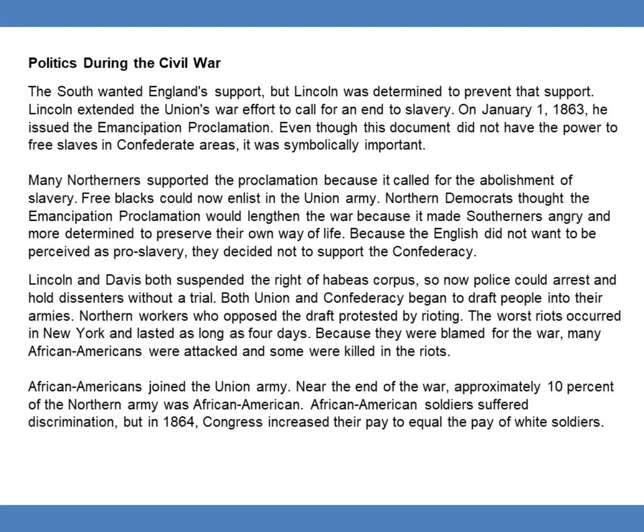Northern workers who opposed the draft protested by rioting. The worst riots occurred in New York and lasted as long as 4 days. Because they were blamed for the war, many African Americans were attacked and some were killed in the riots. African Americans joined the Union Army. Near the end of the war, approximately 10% of the Northern Army was African American. African American soldiers suffered discrimination, but in 1864, Congress increased their pay to equal the pay of white soldiers.